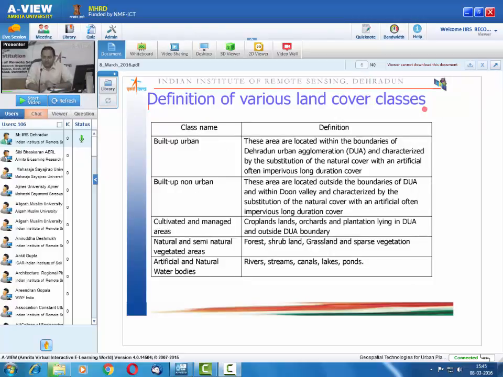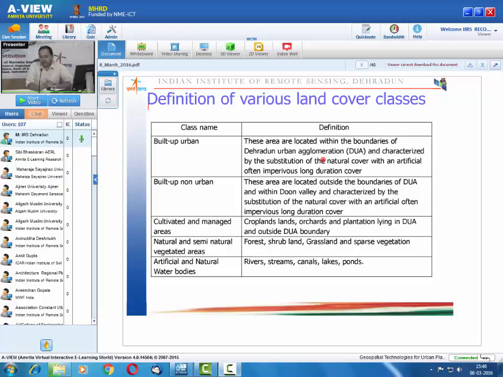The classification we took was, the first class was the built up urban area. This consisted of areas located inside the Dehradun urban agglomeration, right? The natural cover was substituted by artificial, often impervious, long duration cover. So all built up area situated inside the Dehradun urban agglomeration was called built up urban areas. Then the second was built up non-urban areas.